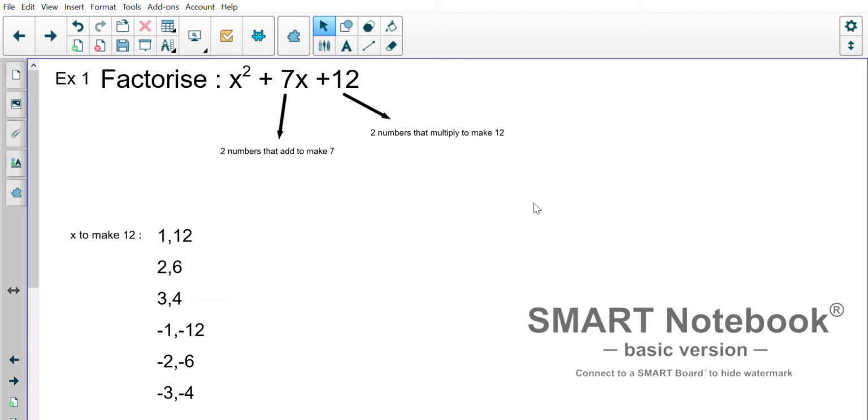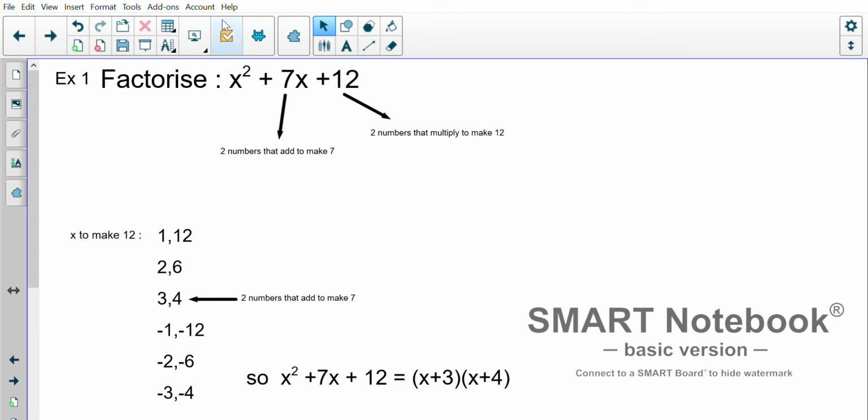That is not so obvious, the negative numbers, but we are going to need to remember them. So we're looking for two numbers that multiply to make 12, and we also need two numbers that add to make 7. Looking down that list, there is only one pair of numbers that add to make 7, and that's 4 and 3. So x squared plus 7x plus 12, when we put it into brackets, is going to be x plus 3 and x plus 4. And that is an expression that's been factorised.